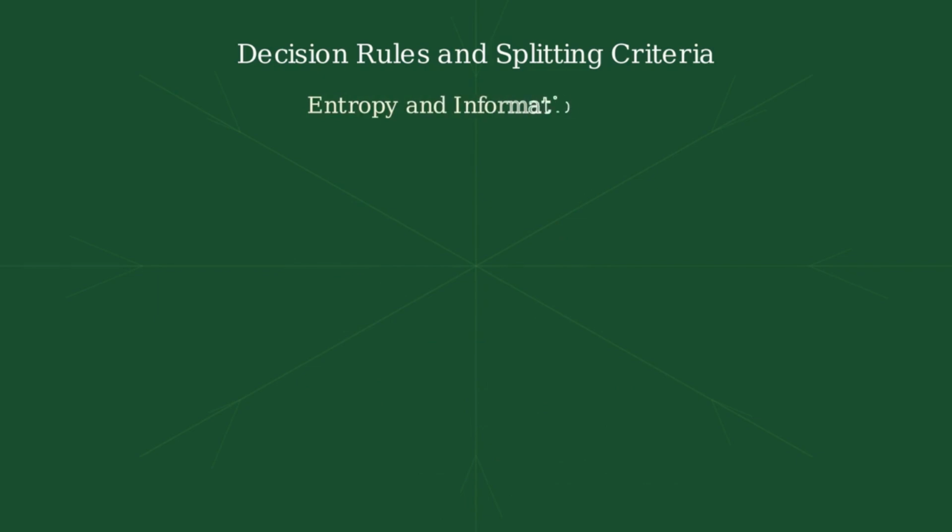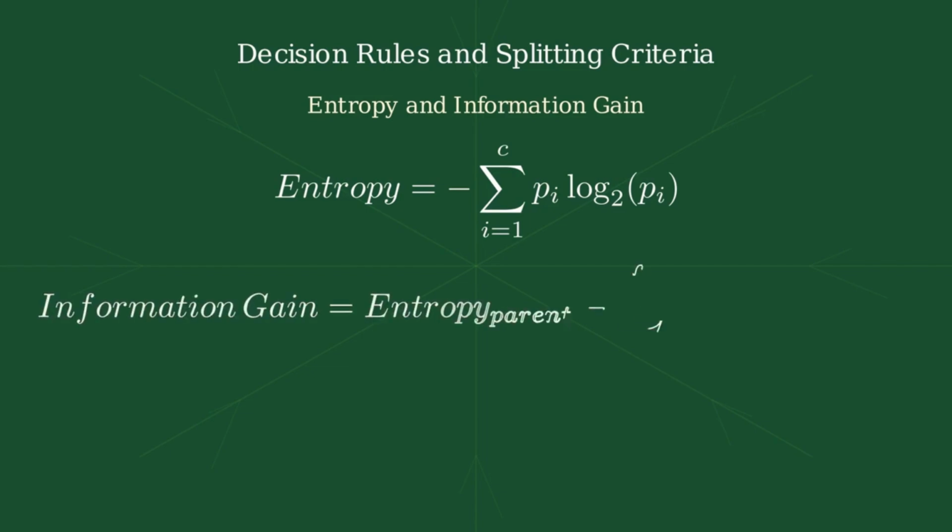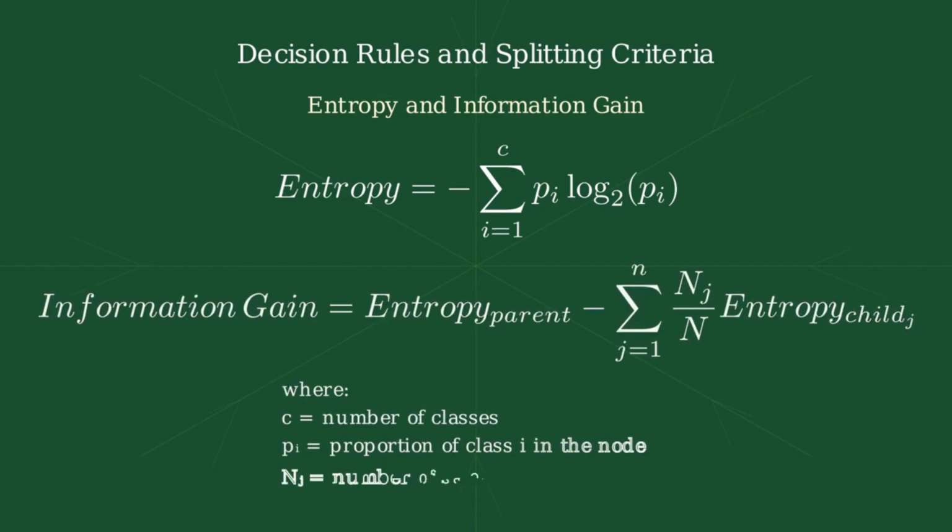Entropy measures the impurity or uncertainty in a node. It reaches its maximum when all classes are equally likely, and is 0 when all samples belong to one class. Information gain measures the reduction in entropy achieved by a split. It's calculated as the entropy of the parent node minus the weighted average of entropies of its children nodes.